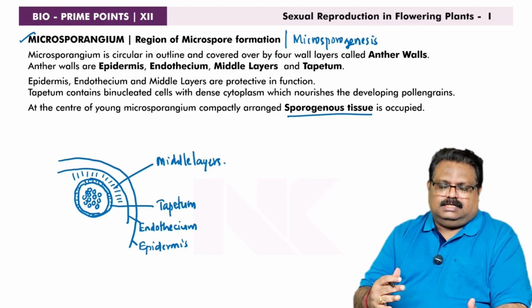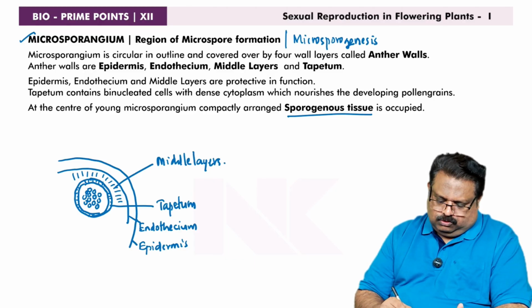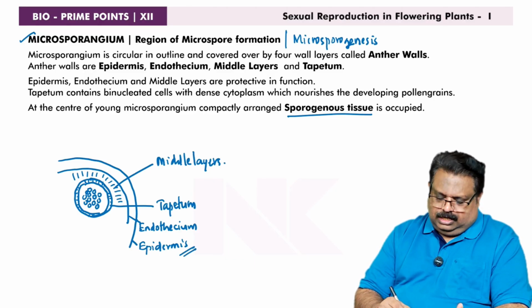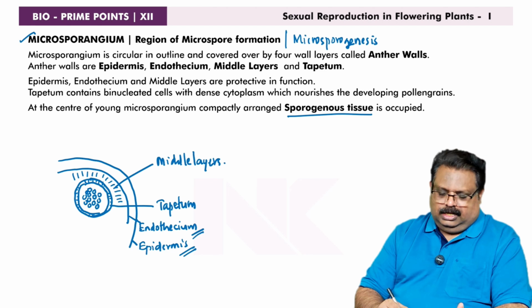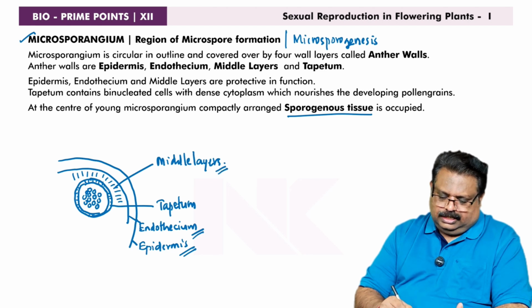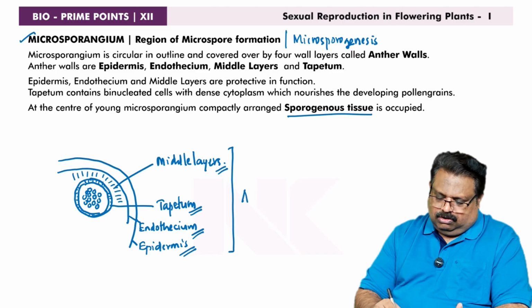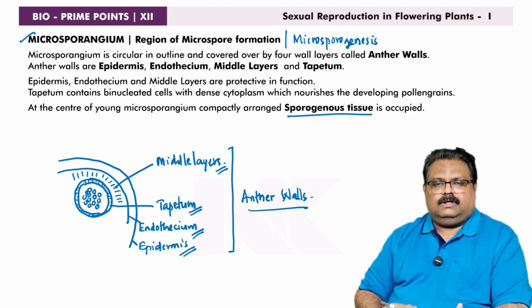So 4 regions are there. Outermost one is called epidermis. Inner to epidermis is endothecium. Inner to endothecium is middle layers. The innermost one is called tapetum. All these are collectively called anther walls.